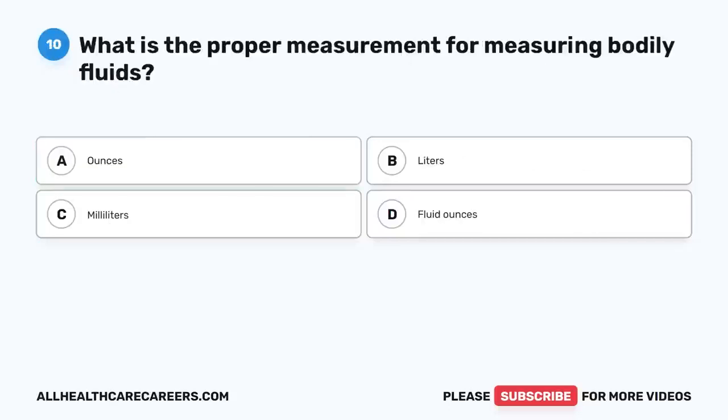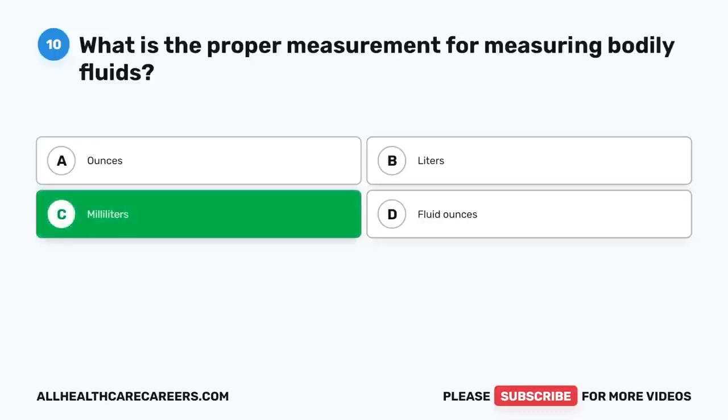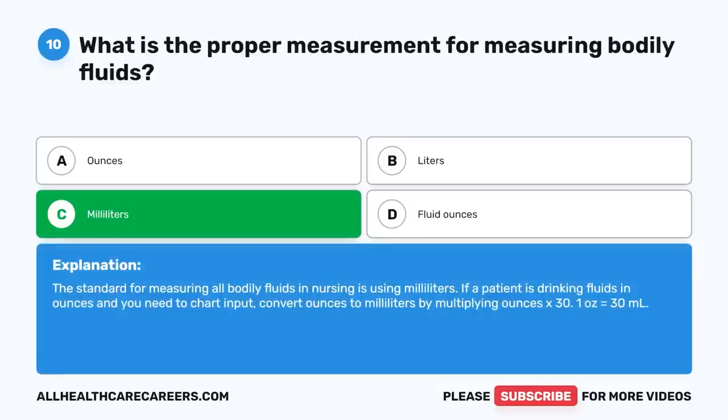Question 10. What is the proper measurement for measuring bodily fluids? A. Ounces. B. Liters. C. Milliliters. D. Fluid ounces. The correct answer is C. Milliliters. The standard for measuring all bodily fluids in nursing is using milliliters. If a patient is drinking fluids in ounces and you need to chart input, convert ounces to milliliters by multiplying ounces times 30. 1 ounce equals 30 milliliters.